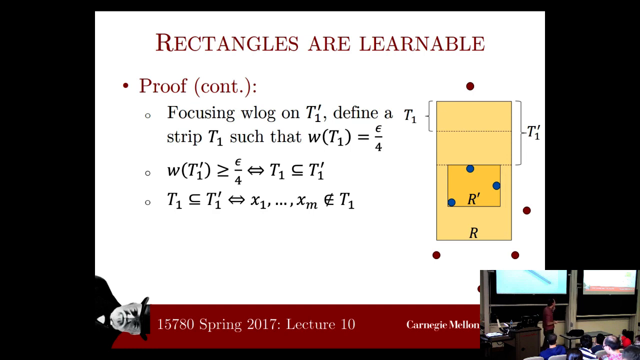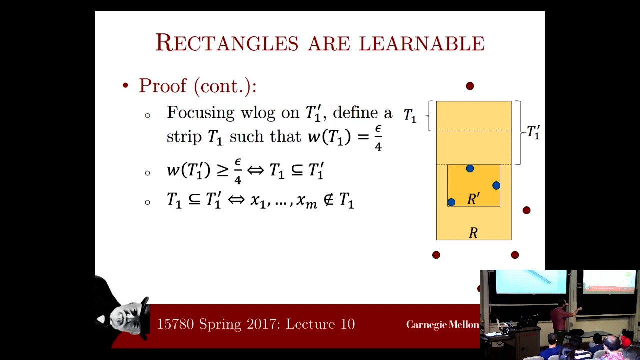The second point is that T1 is contained in T1 prime if and only if all of our sampled input points, x1 to xm, are not contained in T1. Suppose we had some input point inside T1. Then it's definitely a positive point because it's inside R. When we take the tightest fit around the positive points, it's going to stretch all the way up to where this example is. Then this top strip will be smaller, and will not be contained in T1.